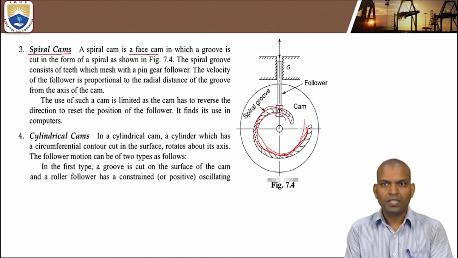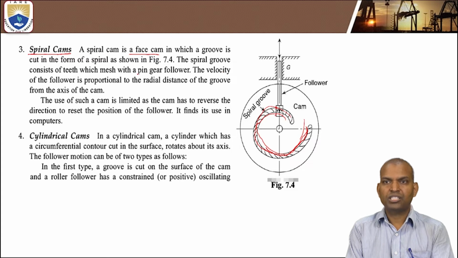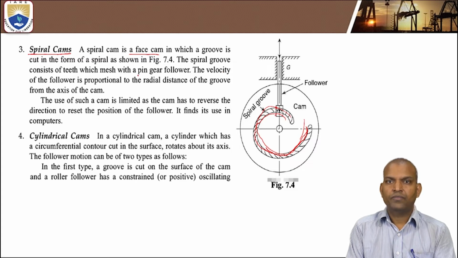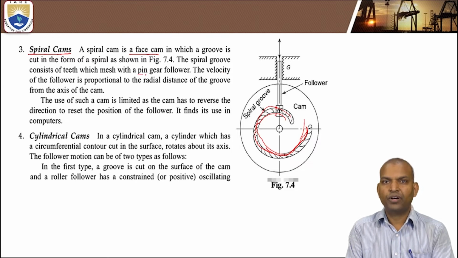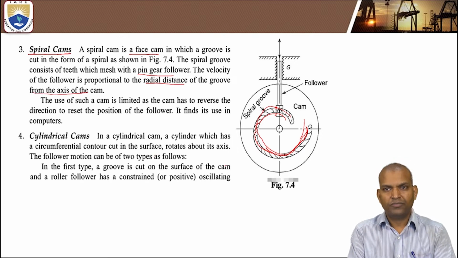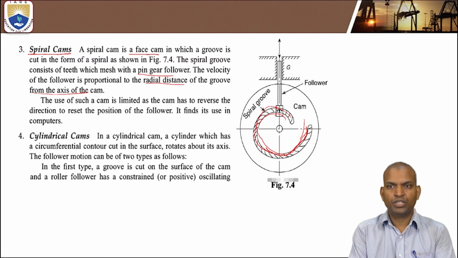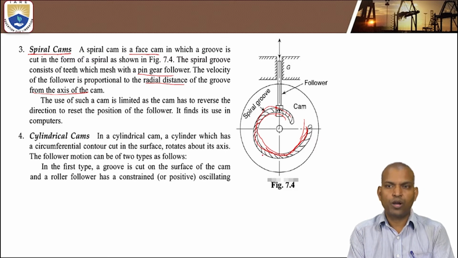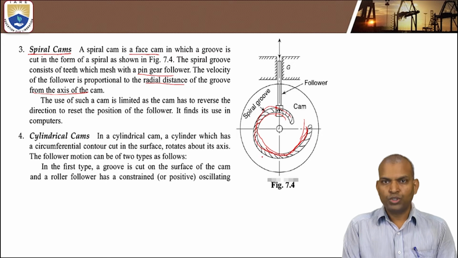Now, the spiral groove consists of teeth which mesh with a pin gear follower. The velocity of the follower is proportional to the radial distance of the groove from the axis of the cam. Okay, what does it depend on? It depends on the radius of the groove. The motion of the follower is dependent on the shape of the groove.